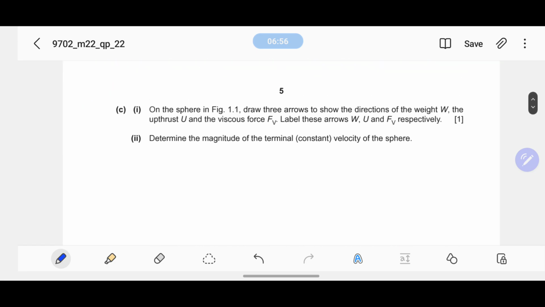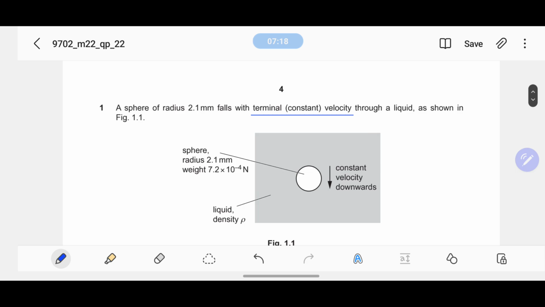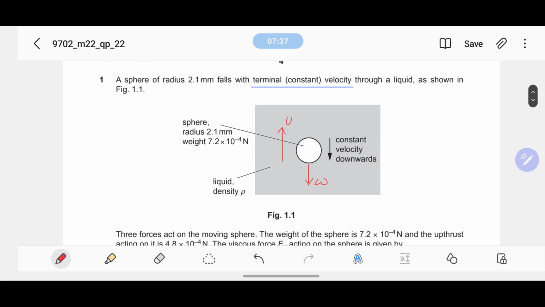Okay, the next part is, on the sphere in figure 1.1, draw 3 arrows to show the directions of the weight W, upthrust U, and the viscous force Fv. Label these arrows W, U, and Fv respectively. All of us know that weight always acts downward, so the downward arrow would be for weight. The upthrust goes to the top side, that becomes U. And Fv is the viscous force. The ball is going downward, which means the viscous force acting on this ball will go upward, so that would be Fv.